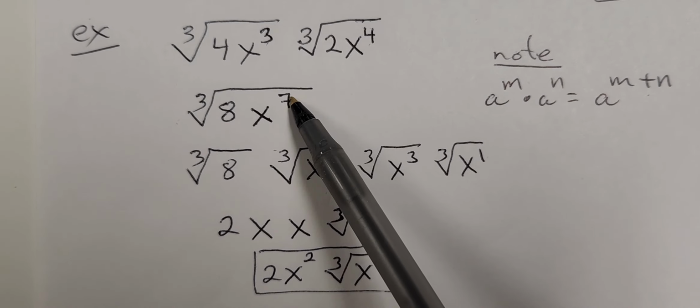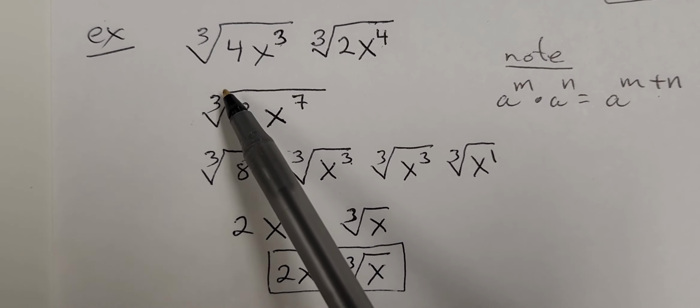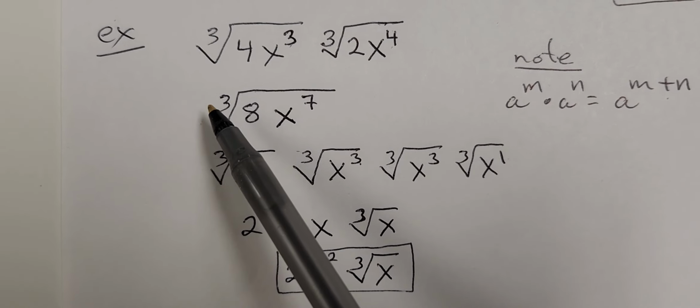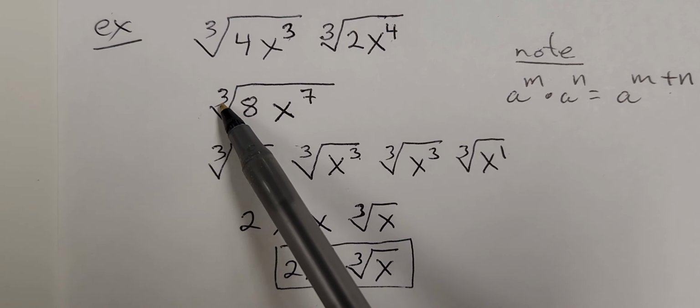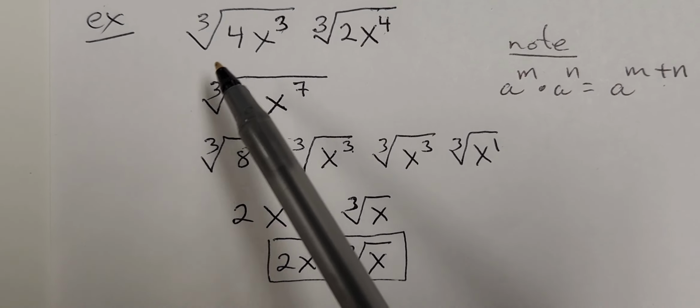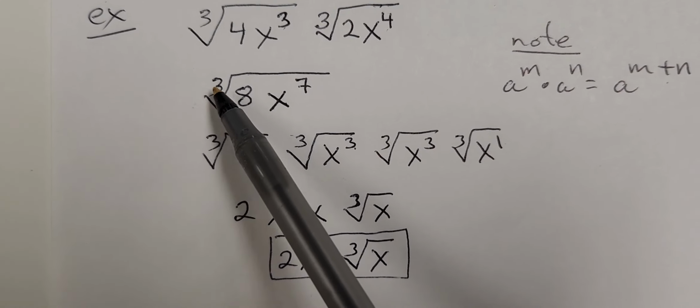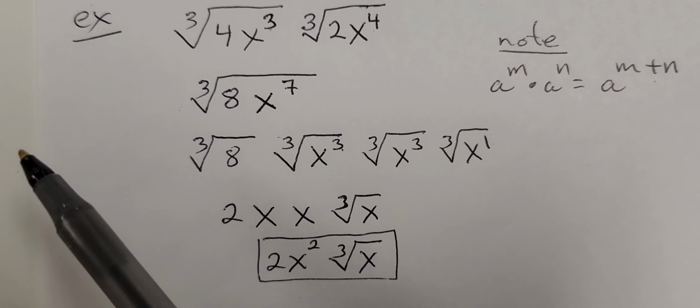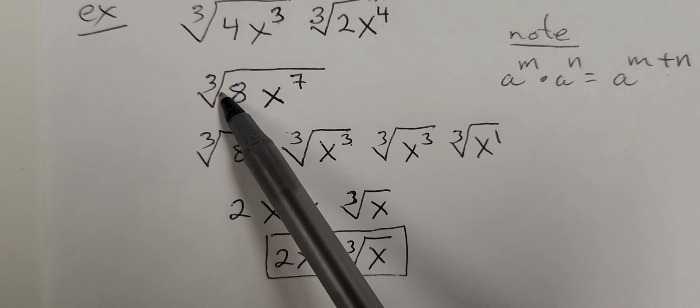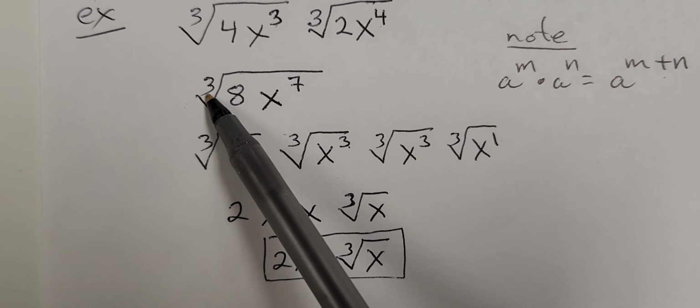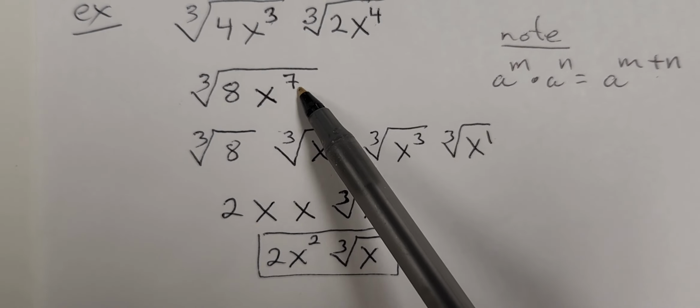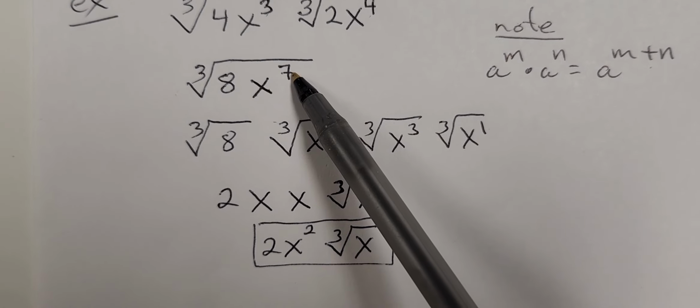Why do we want a group of 3? Because of this number right here. This number right here means 3. So I want a group of 3. If this was 4, I want a group of 4. But in our situation, this is 3, so I want a group of 3. So break this 7 into group of 3.